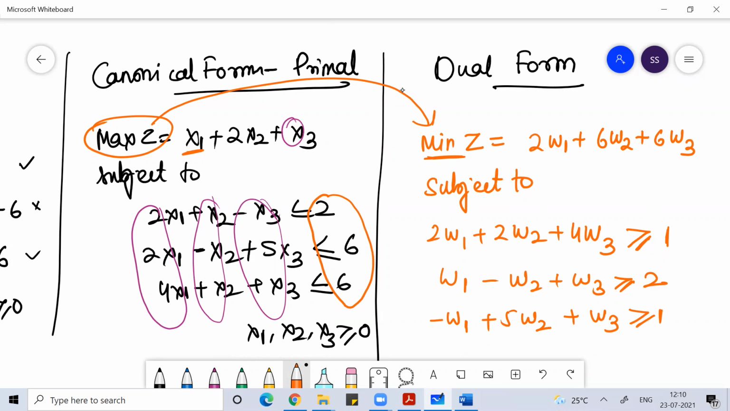Clear? Anyone? Any doubt? This was Z, so you can write Z dash.